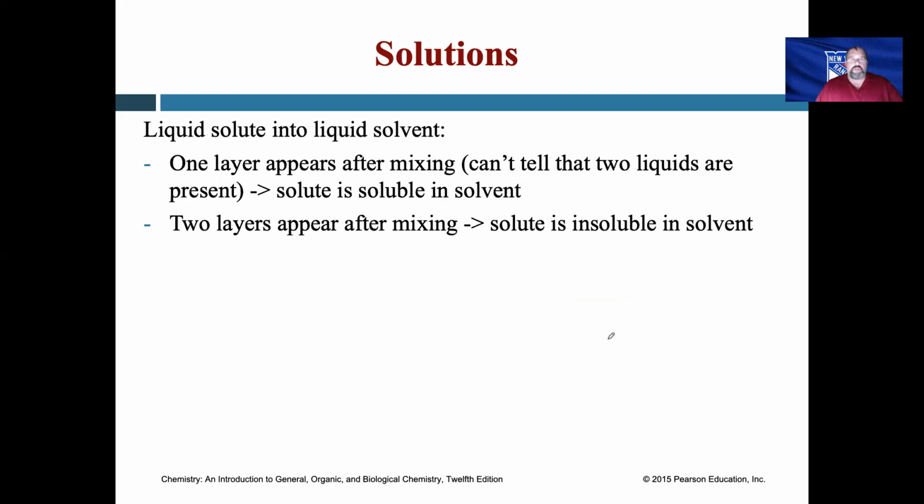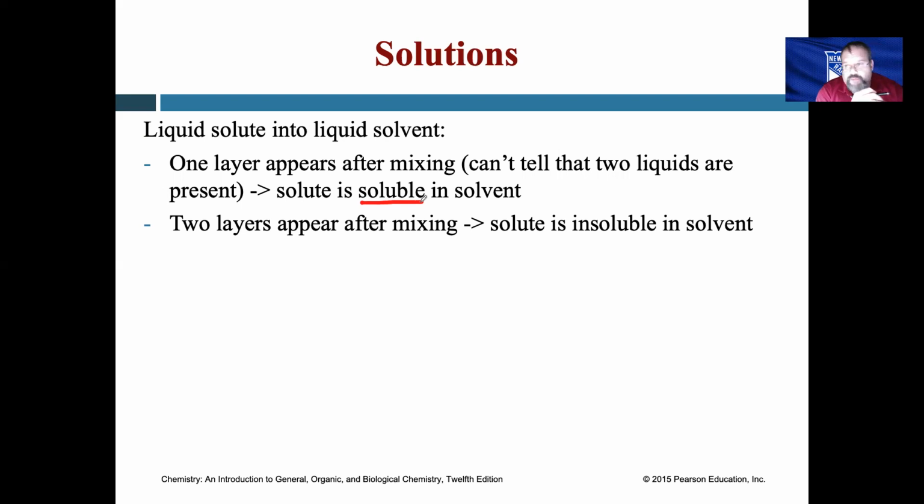What about a liquid solute into a liquid solvent? This is a little bit trickier. If after mixing, only one layer appears, in other words, you actually can't tell that two liquids are present, then that means that the liquid solute would be soluble in the solvent. So essentially, you know that you added two different liquids, but after you mix them together and you look inside again, probably that test tube, you can't tell that there are two liquids present. That essentially means that the liquid solute dissolved into the liquid solvent.